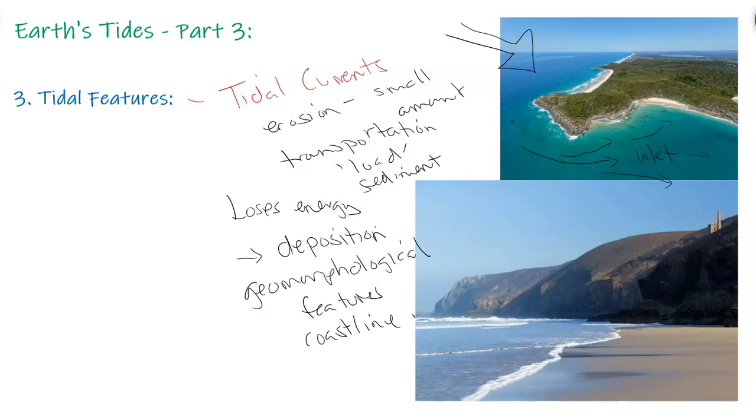Now, the speed is going to be fast with more energy right here through the inlet, through the passage, like through the doorway. Once the tide goes through, it's going to hit a larger area and it's going to slow down. And that's going to cause any sediment to be deposited in this area right here.